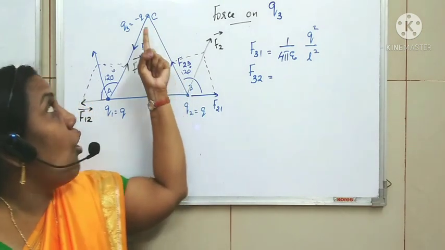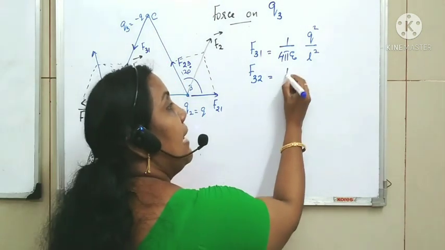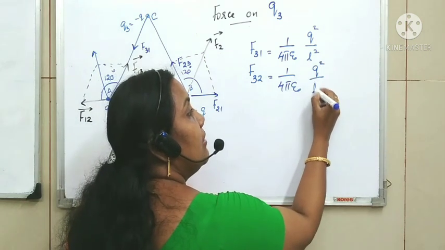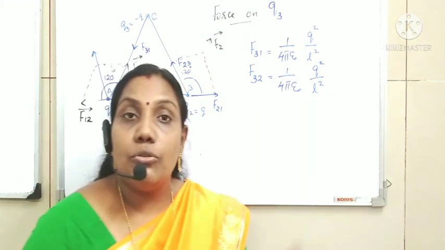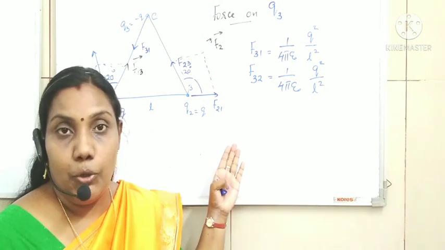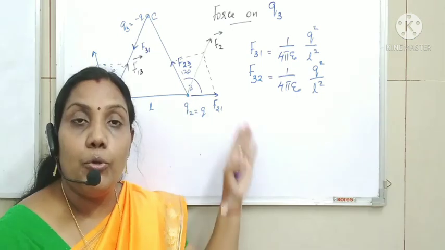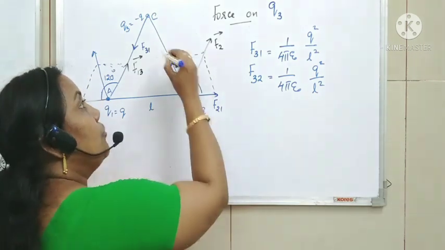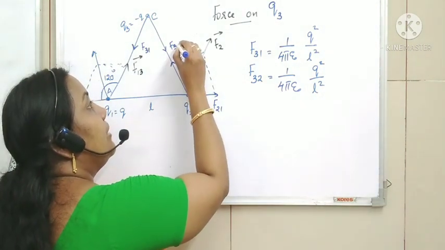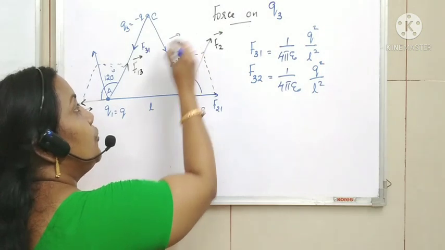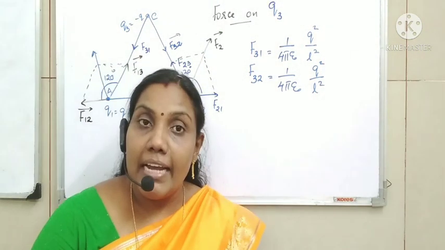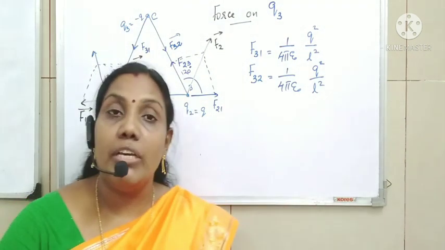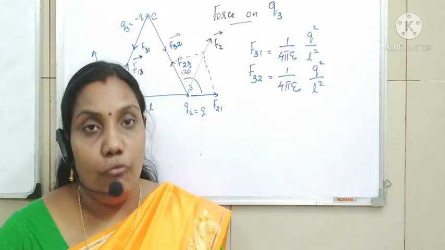Now what is the force acting on Q3 by Q2? That is F32 equals 1 by 4 pi epsilon 0 q square divided by L square. So the Q3 charge is also attracted by Q2. Clear? Q3 is attracted by Q2 and hence in which direction does Q3 move? Q3 also moves towards the charge Q2. So this represents the direction of F32. Now, how will you find out the resultant force acting on the charge Q3? That is also given by which rule? Parallelogram law of vector addition.